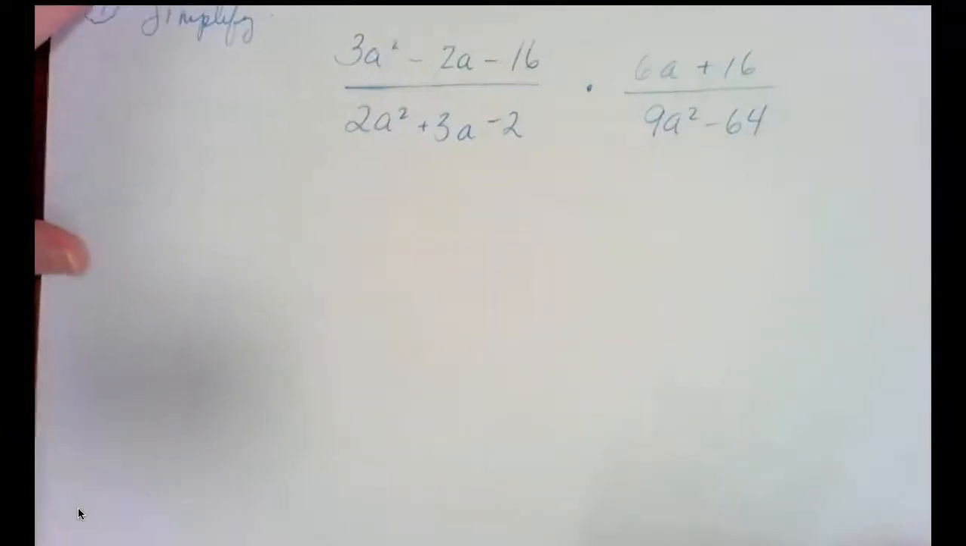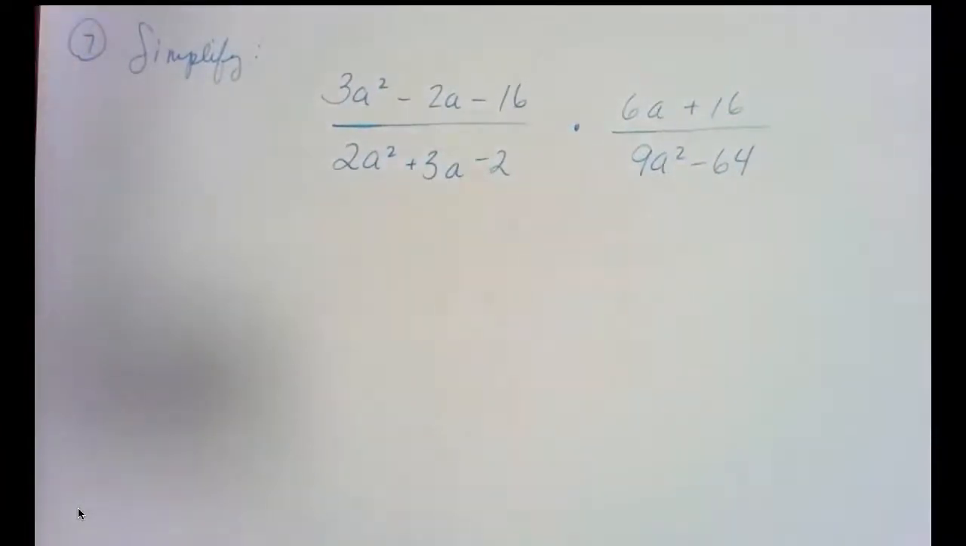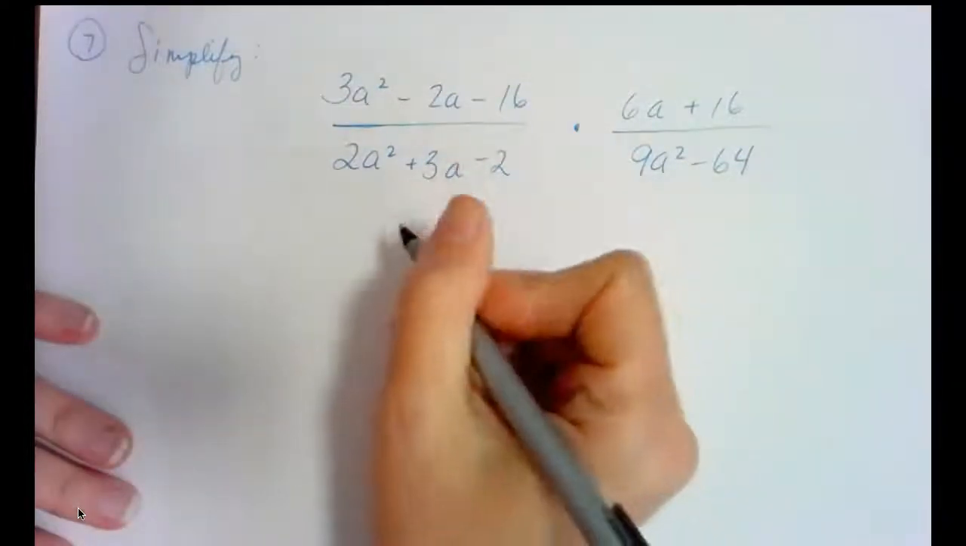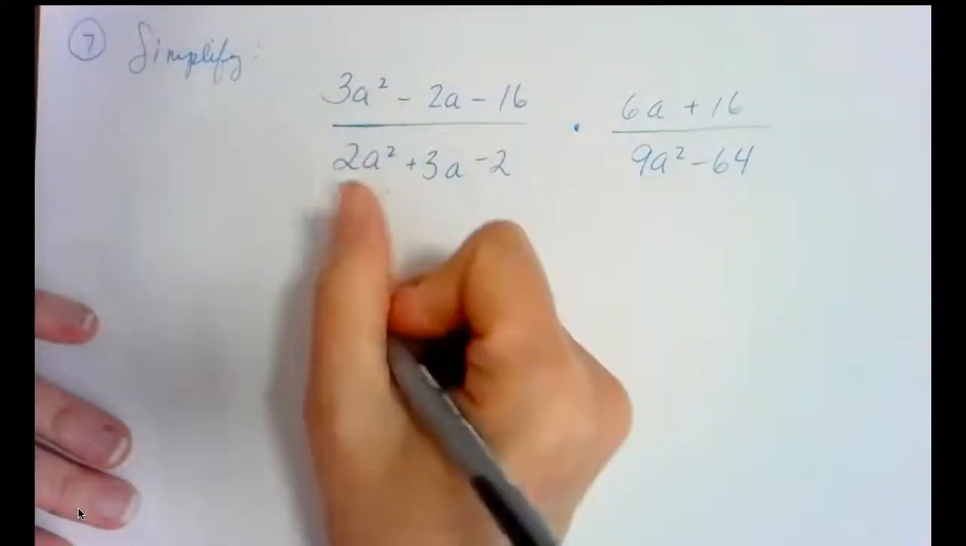That's number 6. Number 7, this is an FFCC problem. Factor first before going cancel crazy. You cannot cancel anything until you factor everything. So let's do that here. It is multiplication, so nothing to flip and multiply. So factor the top.